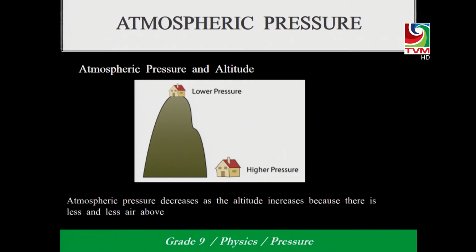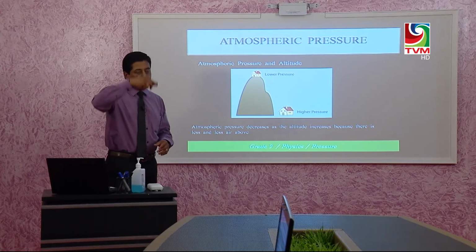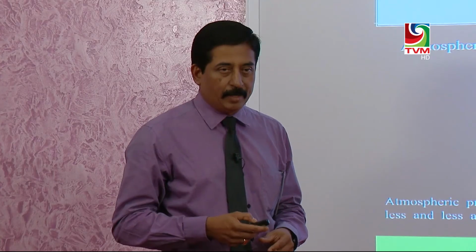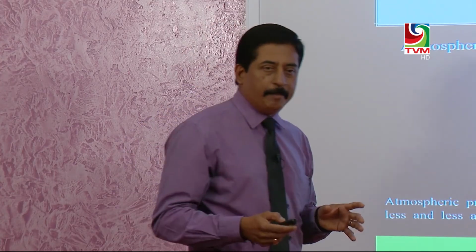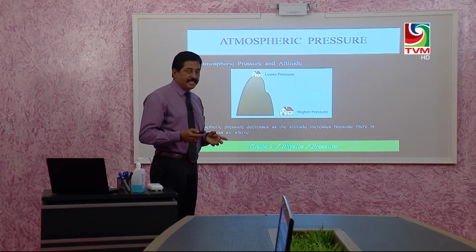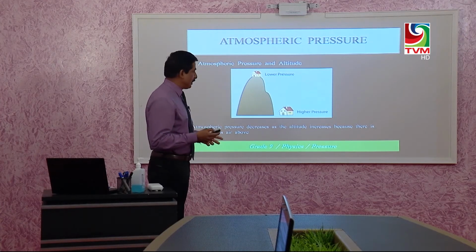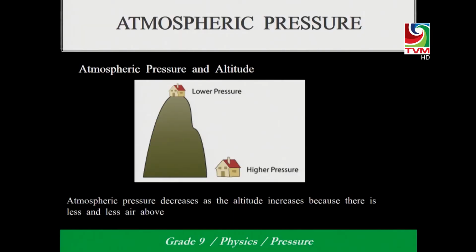Atmospheric pressure decreases with altitude. That means if you go high above on a mountain, the pressure decreases. Why is that? Because when you go high above on a mountain, the density of air decreases, so pressure decreases. Look at the diagram. Here there is a house at the bottom of the mountain. The pressure in that house is very high, but there is a house at the top of the mountain. There the pressure is low because the density of air decreases, with less air above.